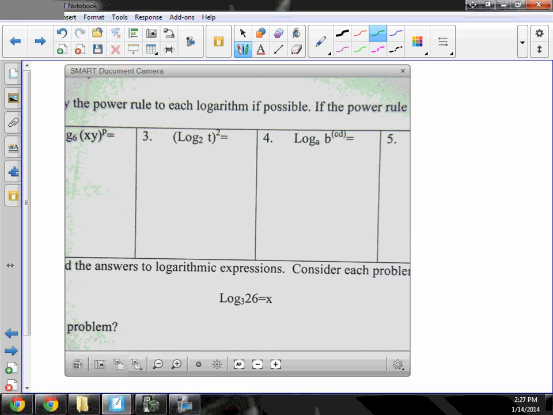Okay. Number 4, you can pull down the CD, because C times D is just one number inside those parentheses. So CD times log base A of B.